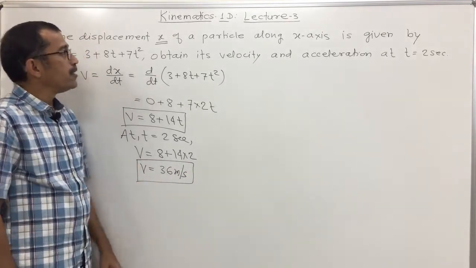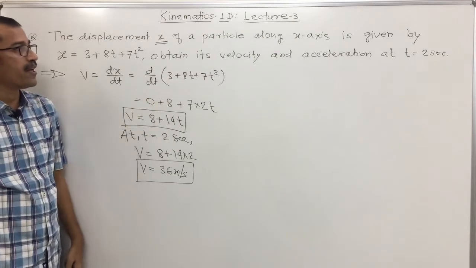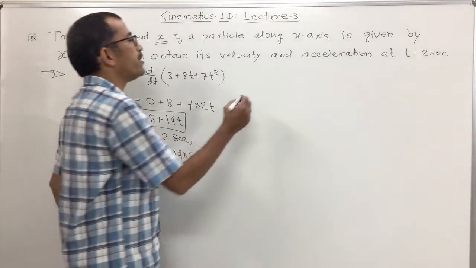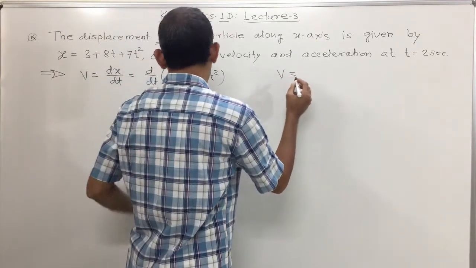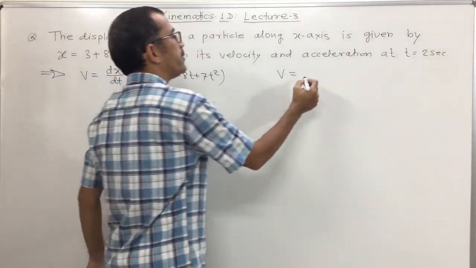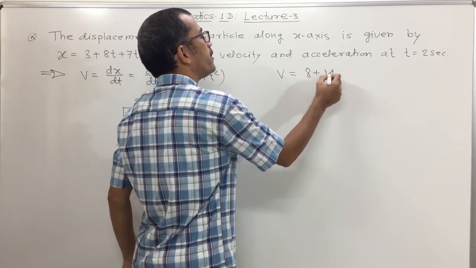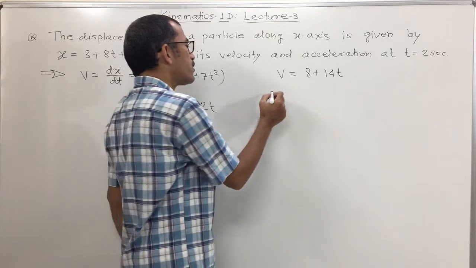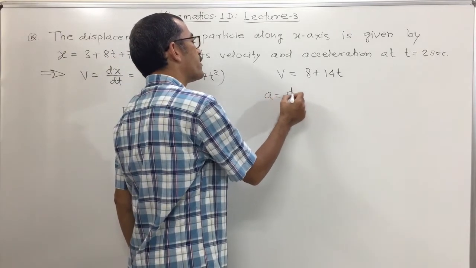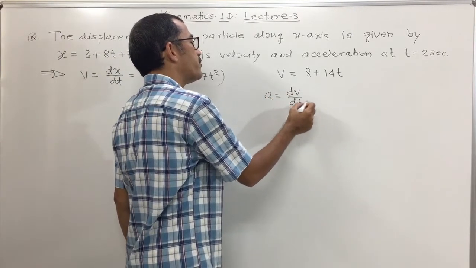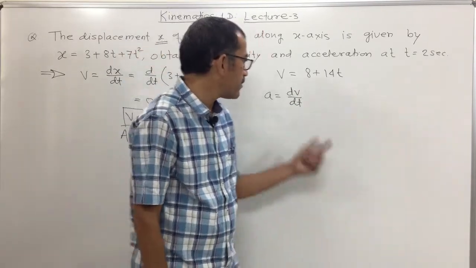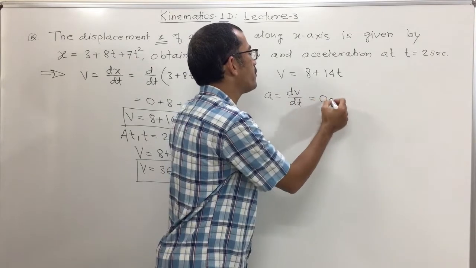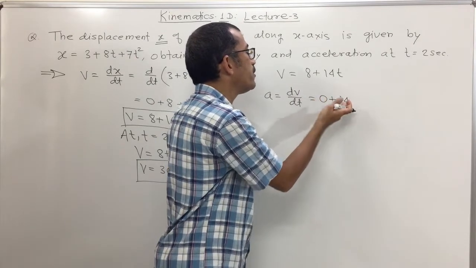Clear? Simple. Again you have to find the acceleration at t equal to 2 seconds. If you want to find acceleration, you know v. V is 8 plus 14t. This equation you already have. To find acceleration, we differentiate it. A is dv by dt. If we differentiate velocity with respect to time t, you will get acceleration. Differentiation of 8 is 0. This will be 14. It is independent of time.